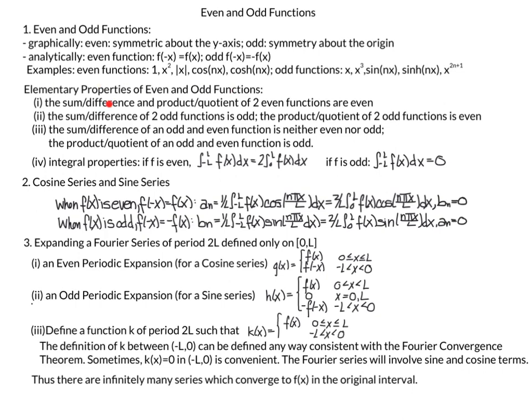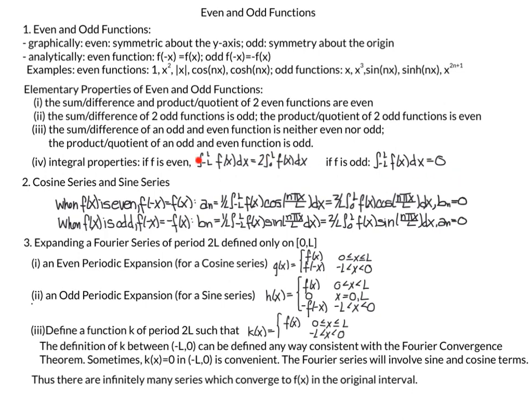We looked at these properties of even and odd functions. So the sum or difference of two even functions is an even function. The product or quotient of two even functions is also an even function. Similarly, the sum or difference of two odd functions is odd, and the product or quotient of two odd functions is even. So this is kind of different. Then the sum or difference of an even and odd function is neither even nor odd, but the product or quotient of an odd and even function is odd.